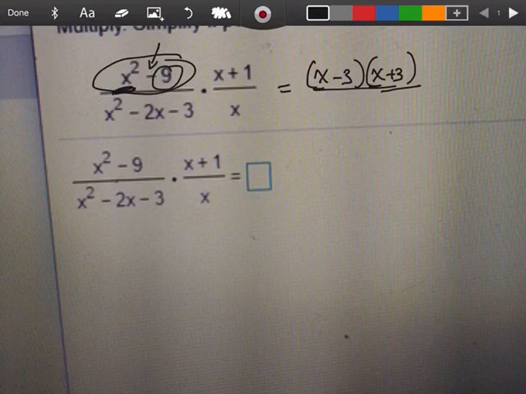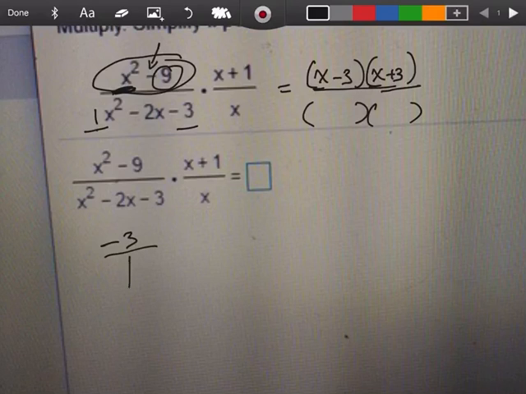Now, for the bottom part here, this one I can actually use the shortcut because the number in front of my x squared is a 1. So remember, because the number in front of my x squared is a 1, I'm still going to multiply the first and the last number. That's going to give me a negative 3. Now, I'm looking for two numbers that multiply to a negative 3, but if I were to add them together, I would get a negative 2.